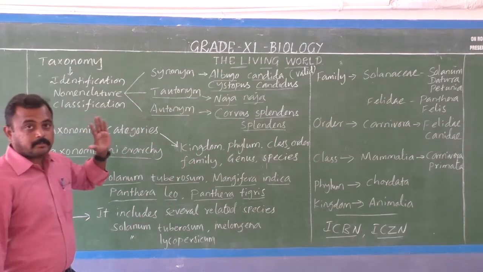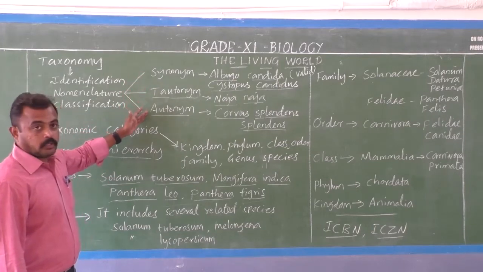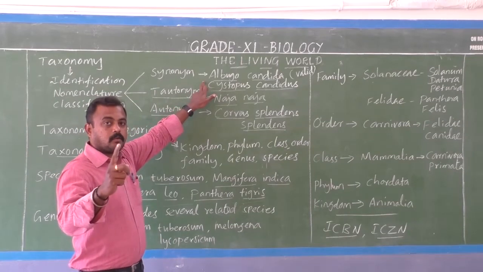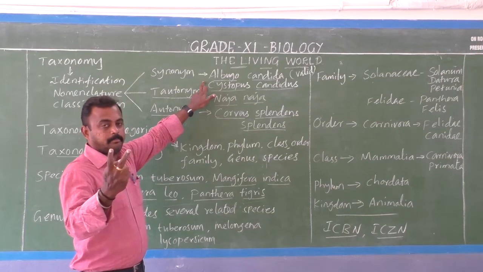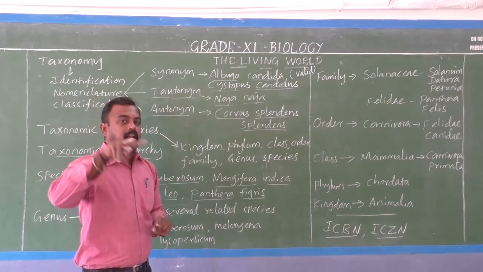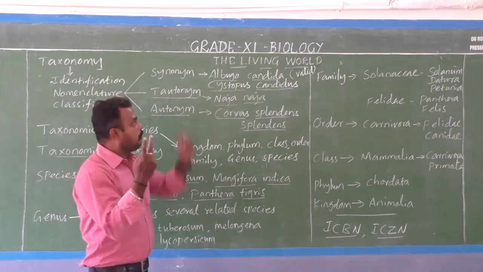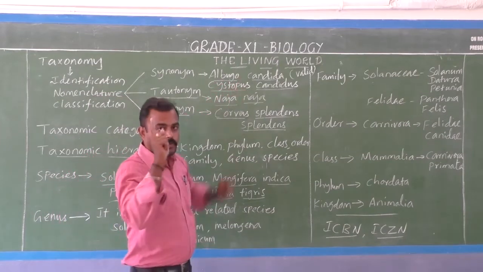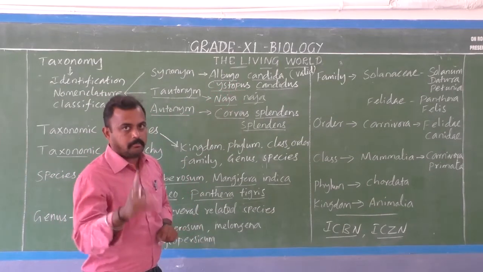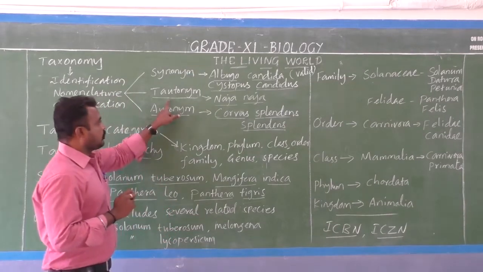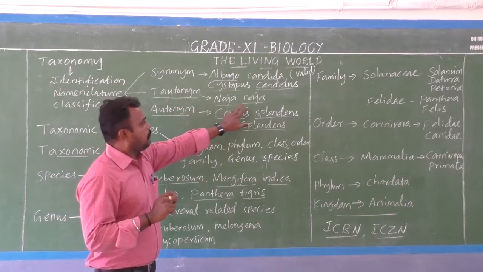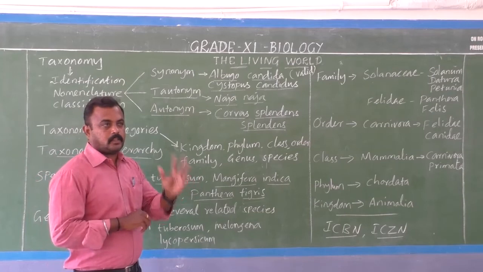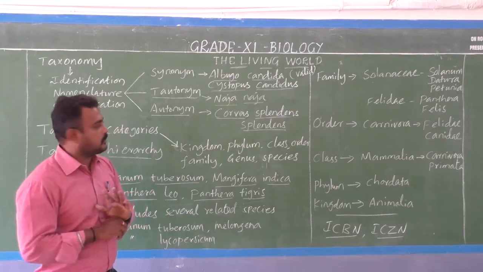Right? Do you understand? Synonym, tautonym, autonym. Synonym means for a single species we are giving two scientific names, because it is based on the taxonomist. But both names denote a single organism. The first name is the valid name, the second name is the synonym. Tautonym means both genus and species have the same name. Naja naja, that means the same name.